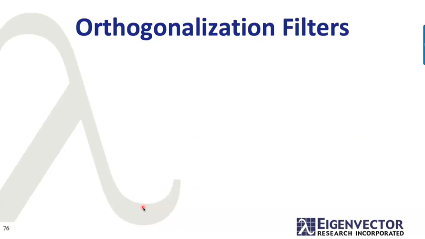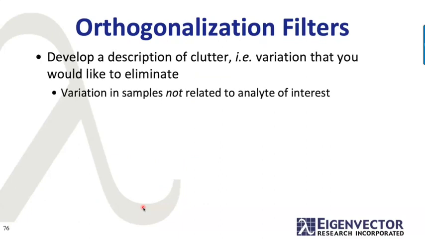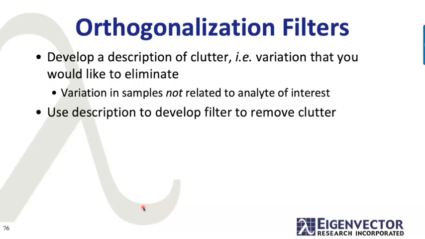Another thing that we're fans of is orthogonalization filters. If you're going to use an orthogonalization filter, the first thing you need to do is develop a description of the clutter. That is, you need an example of the variation that you want to eliminate, a variation in samples that are not related to the analyte of interest. Use that description then to develop a filter to remove that variation, to remove that clutter.